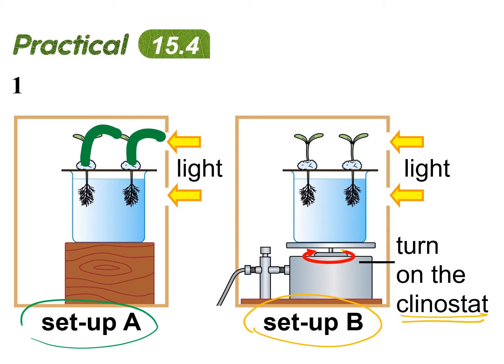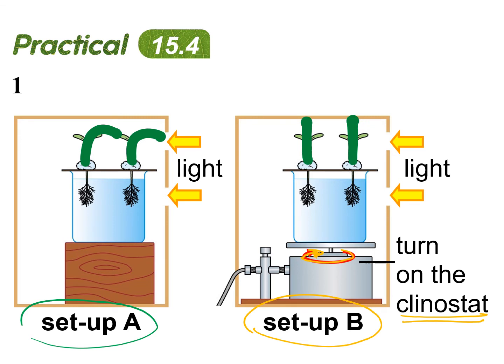So after the rotation, every part of the plant is going to receive the unilateral light from the right. Every part of the plant, every part of the cells is going to receive the light on the right. Can you guess what happens to the growth of the shoot after a few days?